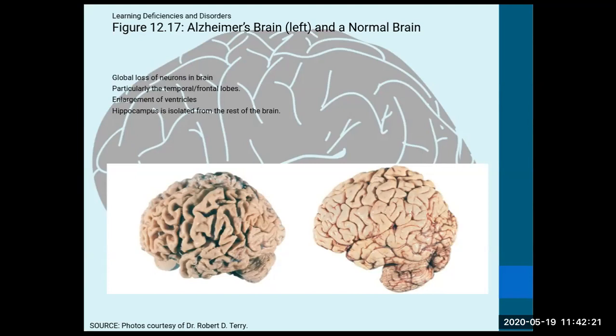So a lot of these memory problems are associated with cell loss, isolating the hippocampus, and a lot of loss, as you can see here, in the frontal lobes. And it's those acetylcholine neurons that seem to be the ones getting destroyed, as we talked about in chapter 2.